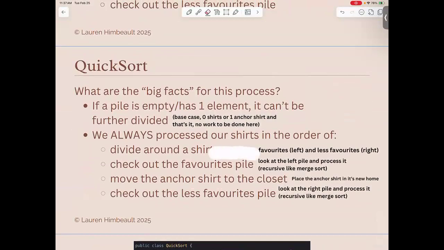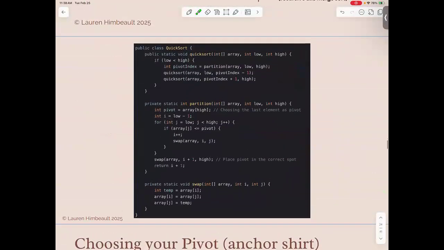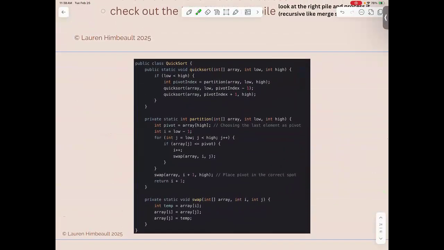We separated our shirts into favorites, which were on the left of our array in the end, and our less favorites on the right, our uglies, as I so beautifully put it. And then we looked at our left pile and we processed it just like we did in merge sort. Once we hit the bottom, we were able to place our anchor shirt in its new home. Once we had favorite, anchor shirt, other shirt, ugly shirt, we looked at our right pile and processed that just like merge sort. So here is an example of the code and how it looks. And what we can see here is that the way this sort is done is in place.